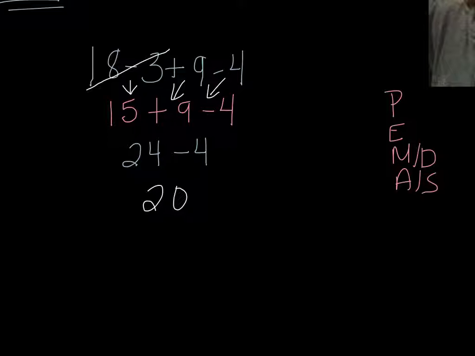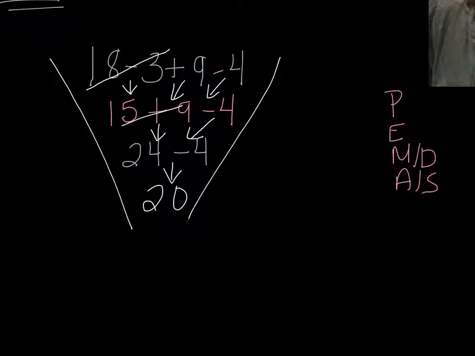I then dropped down the remainder of the expression. Then I went back to the beginning of the problem and looked for my order of operations. This time, addition came first. So I did 15 plus 9, and that gave me 24. And I dropped down the remainder of the expression. That left me with 24 subtract 4. 24 subtract 4 brought me to 20. There's my nice reverse triangle. I'm simplified down to one number, and the problem is done.